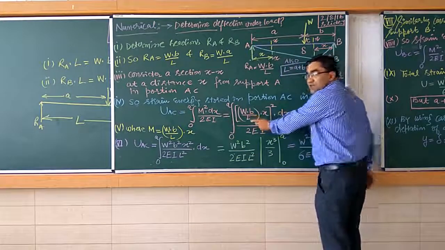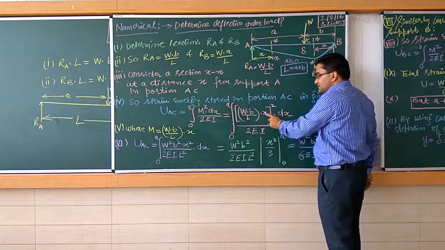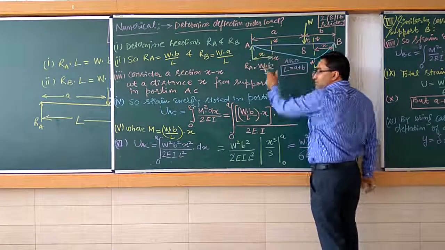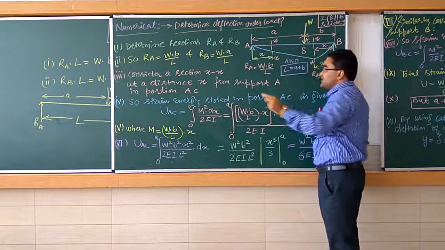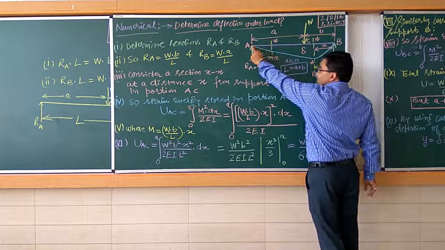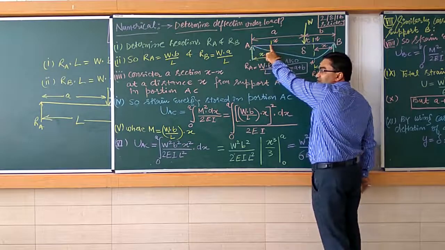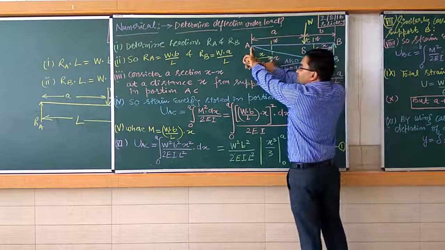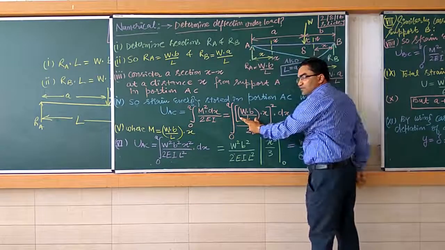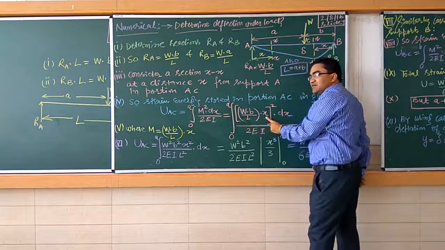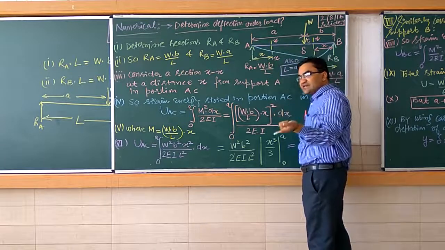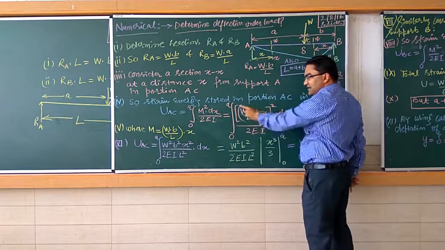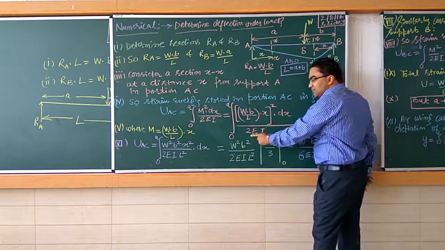So M is W into b upon L into x. This is the force multiplied by the distance. This is the reaction force about the axis. How much is the moment? Force into distance. So W into b upon L is your force, the reaction, into distance x. So this is your M complete square into dx upon 2EI.